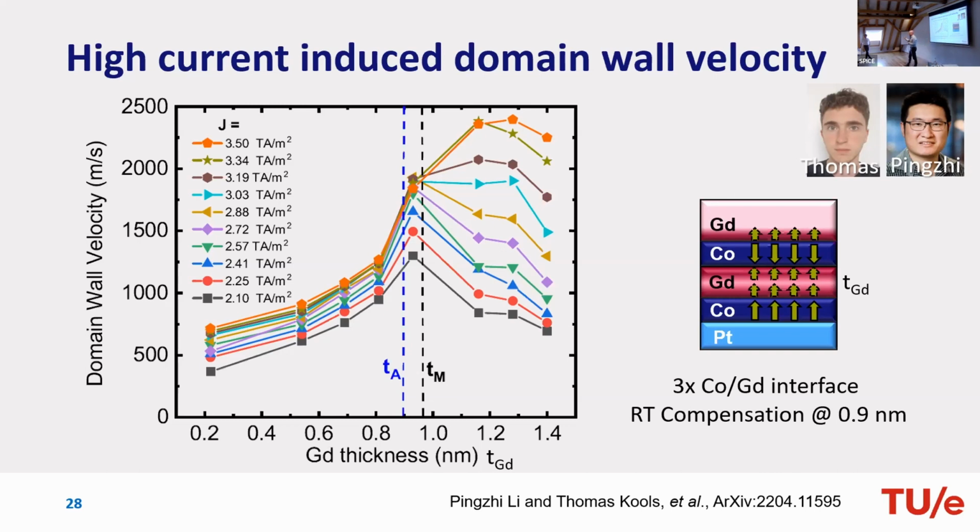Why? Because during the current pulse that you apply, the Joule heating is heating up the system, and thereby also you go away from compensation. Compensation then only happens at thicker gadolinium thicknesses.